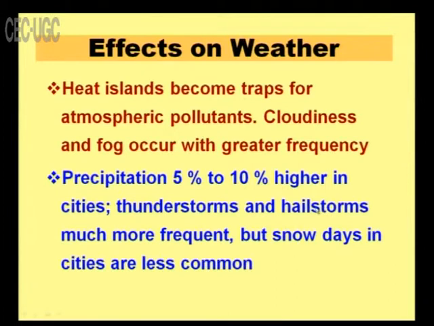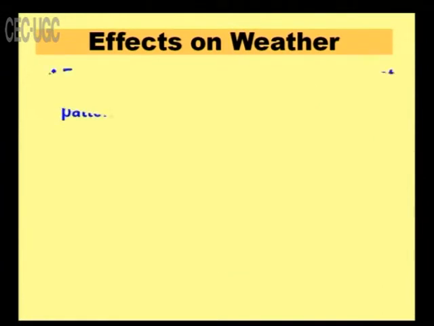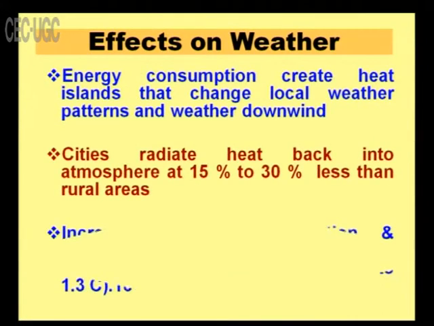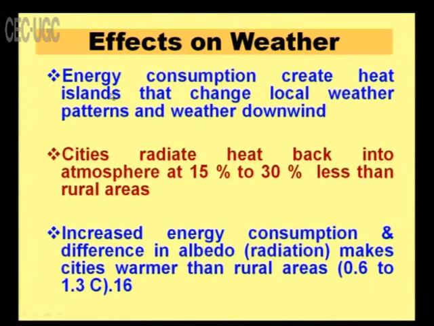Thunderstorms and hailstorms are much more frequent, but snow days in cities are much less common, and 5 to 10% more precipitation also happens in urban areas. And the energy consumption is creating heat islands that change the local weather patterns and the weather downwind, and the cities radiate heat back into the atmosphere at 15 to 30% less than the rural areas.